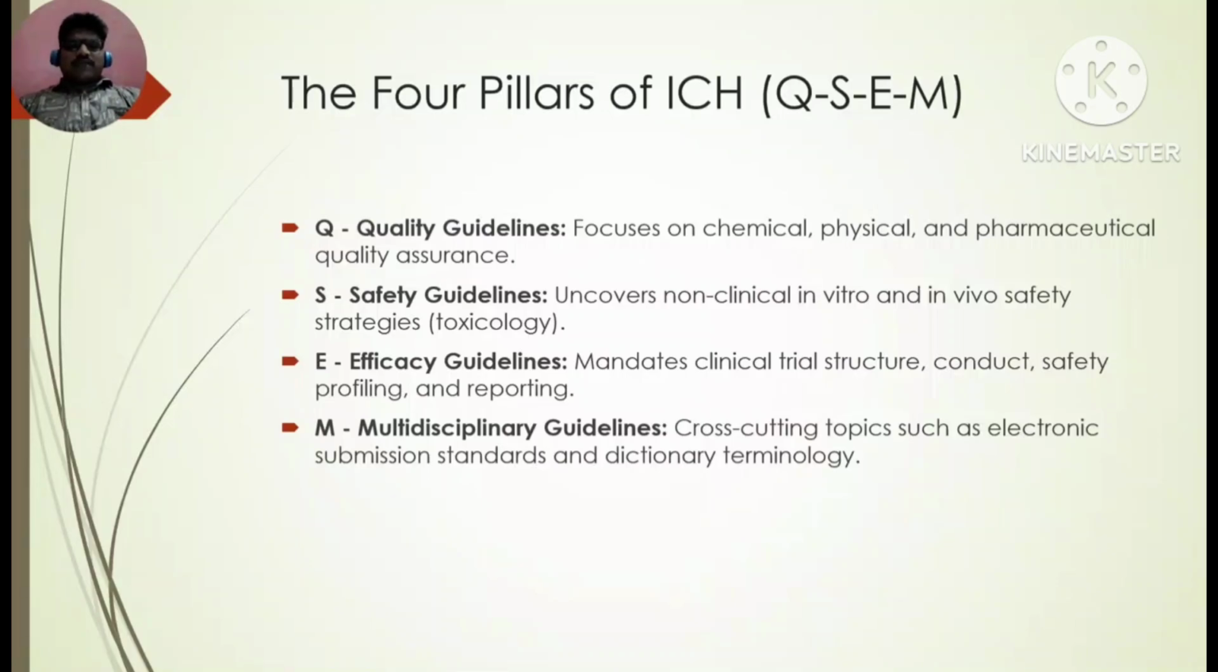E means efficacy guidelines. Mandates clinical trial structure, conduct, safety profiling, and reporting. Coming to the last one, M. Multidisciplinary guidelines. Cross-cutting topics such as electronic submission, standards, and dictionary terminology.